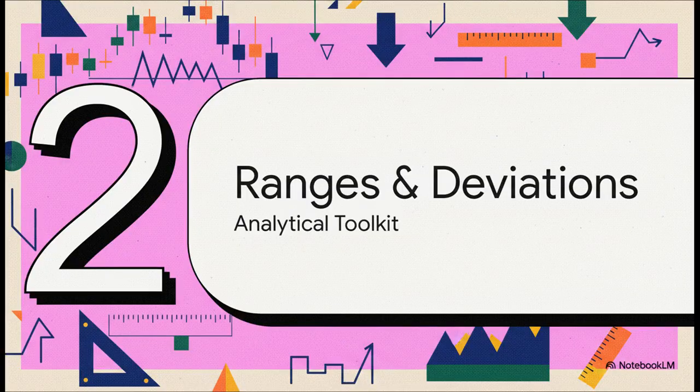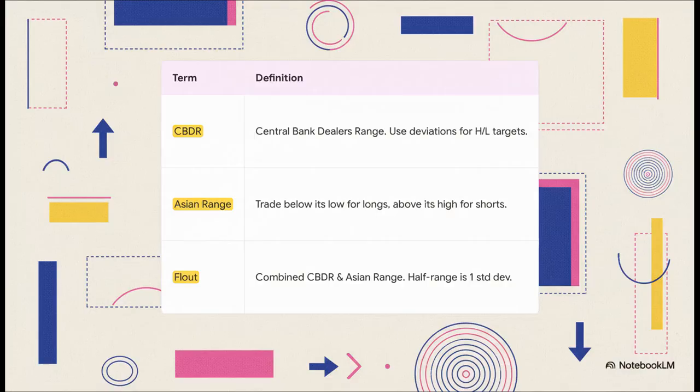So how do we actually use that framework we just saw? Well, you need the right tools for the job. This section is all about building your analytical toolkit, the exact instruments ICT uses to measure price and project where it's likely headed next. Okay, here are the 3 big ones you need to know.